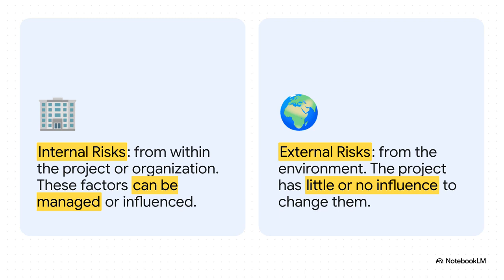Generally, you can put them in 2 big buckets. You've got your internal risks. These are the things inside your project or company that you can actually influence. You know, things like your budget, your team's skills, that kind of thing. Then you've got external risks. These are the tough ones. They come from the outside world. Market shifts, new laws, even bad weather. You have way less control over these.